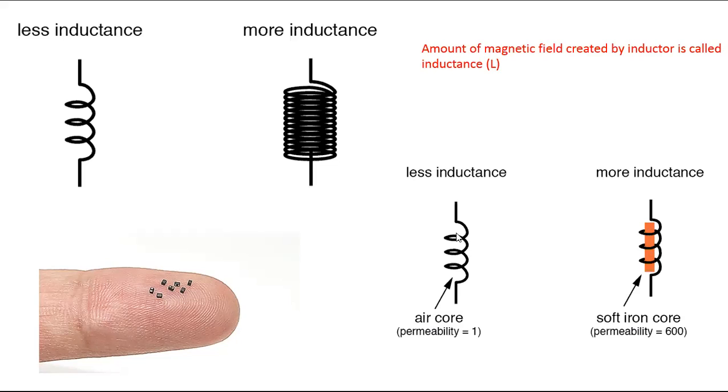Air core means the iron rod is not present. Core means object, here we say. Iron rod is present, this is the diagram. Okay. So when the iron rod is there, what is it now? Electromagnet. Anyone tell me?